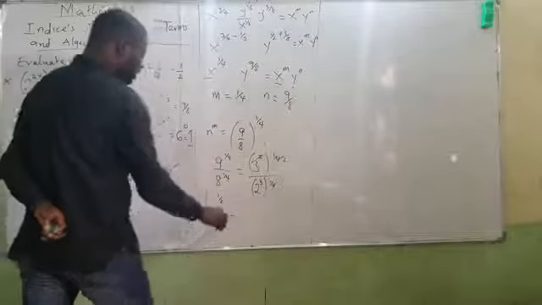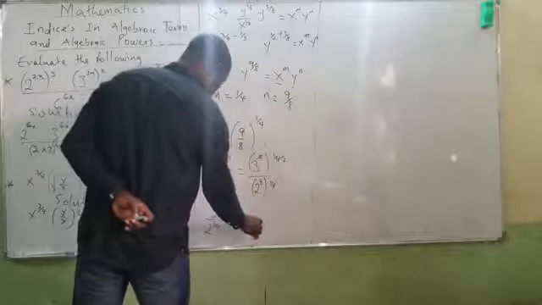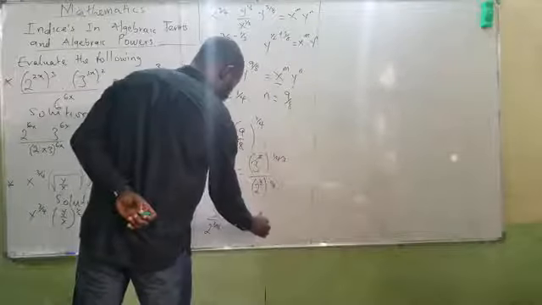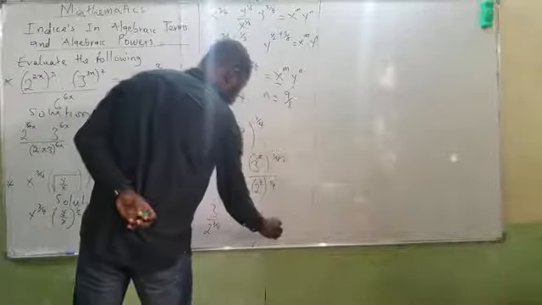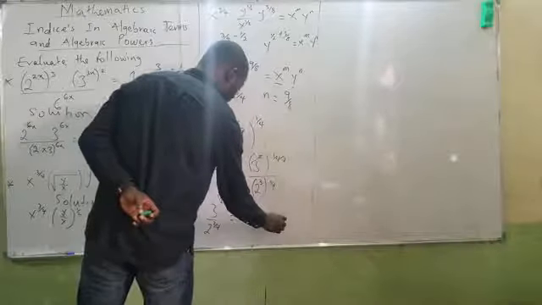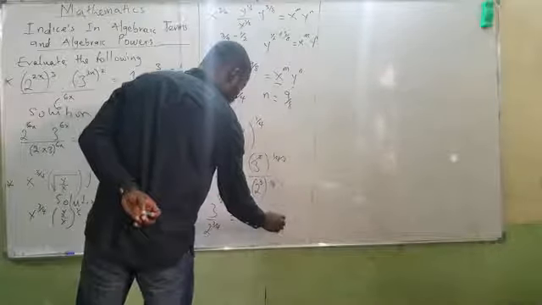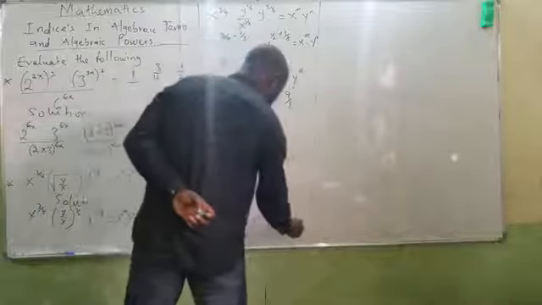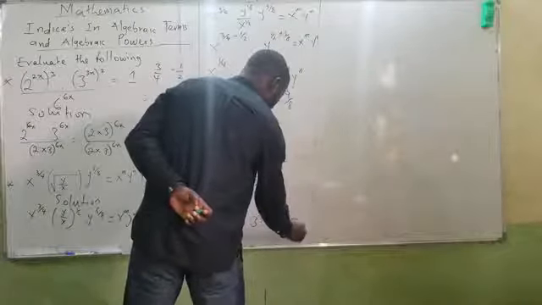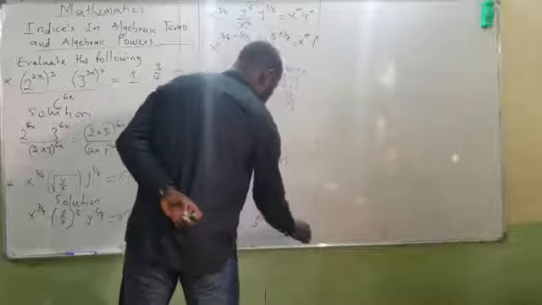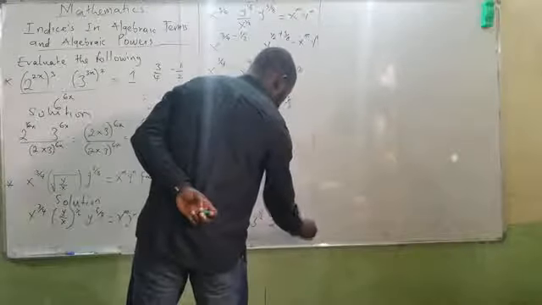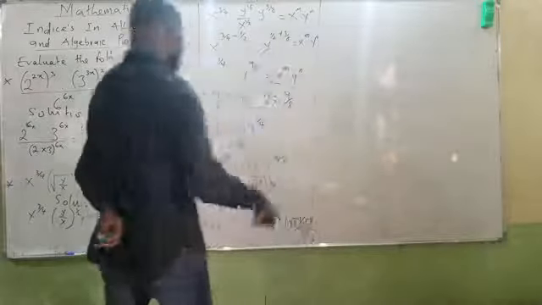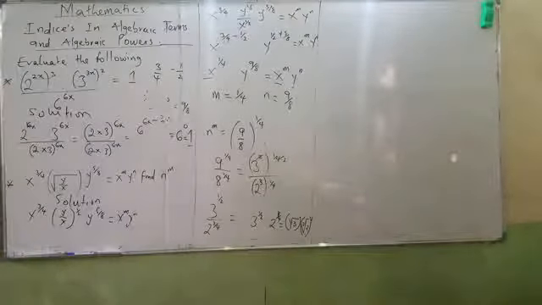I can as well write this as 3 raised to power 1 over 2 multiplied by 2 raised to power 3 over 4, which I can also write as root of 3 and fourth root of 2 cubed. Anyhow you want to do it, that is what you need to do there.